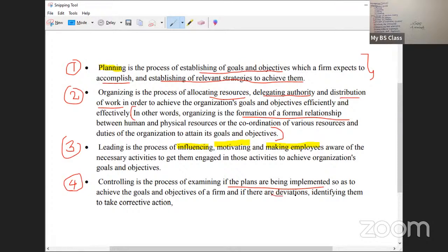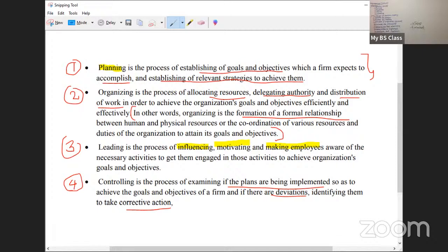And if there's any deviation, if there are any variances, and you think that we are not achieving goals and objectives, we are following the incorrect path, then make sure that you come back onto the correct track. So this is about taking corrective actions. So have this brief idea about the 4 processes, the 4 main steps that we follow.